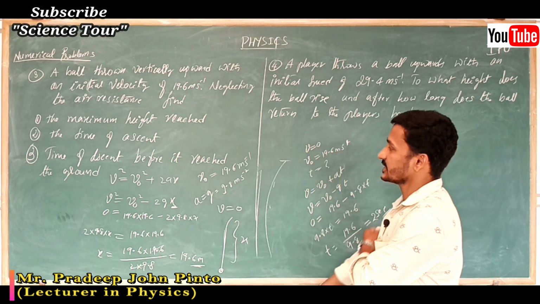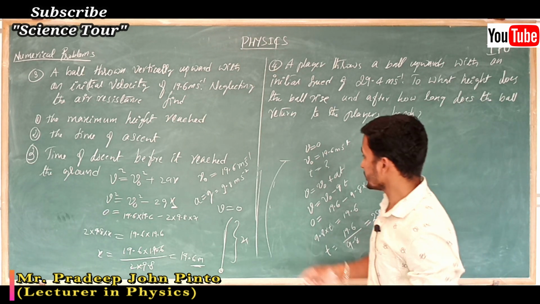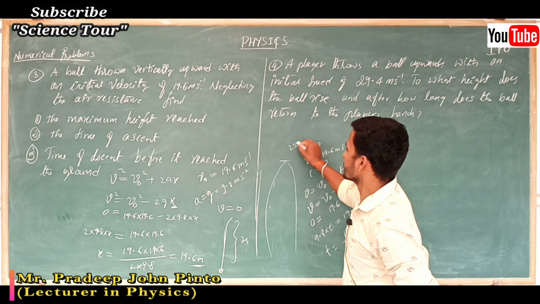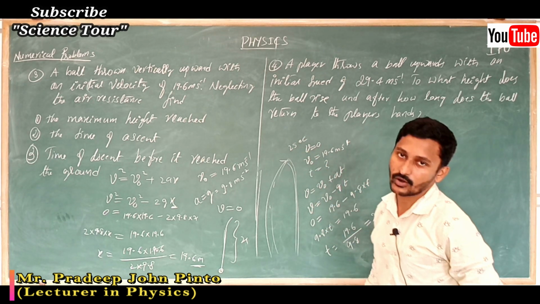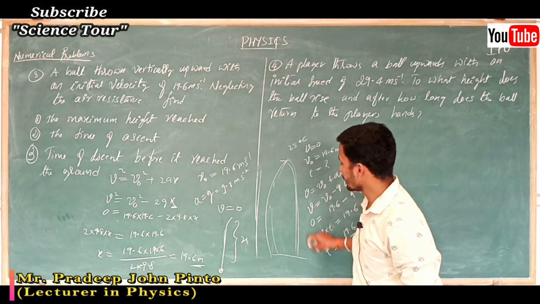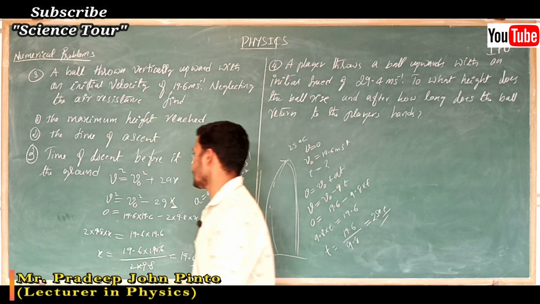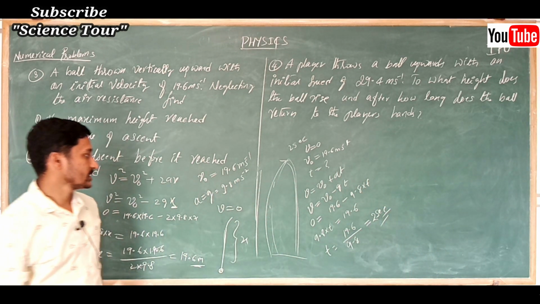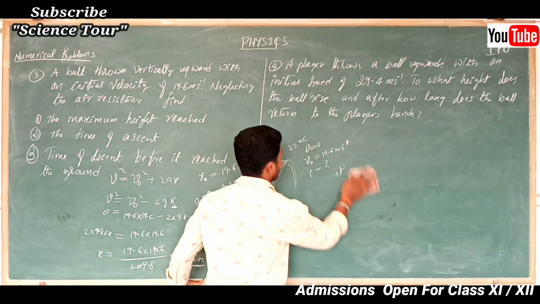Then time of descent before it reached the ground is nothing but 2 seconds again, no? 2 seconds to go up, 2 seconds to go down. But what is the total time? The total time is nothing but 4 seconds. So that is how you have to do this problem. Okay, this is the answer for those two problems.